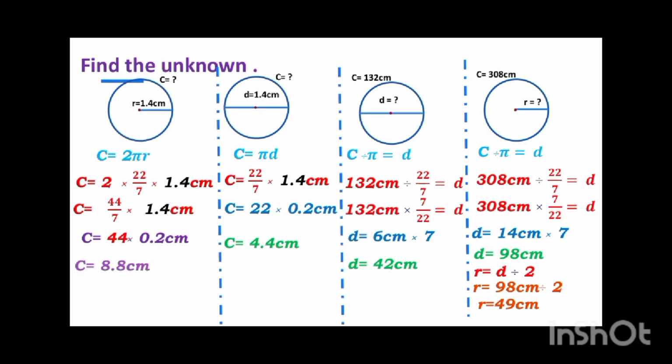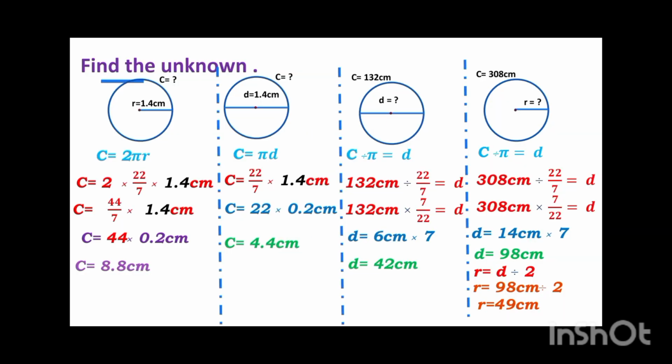So find the unknown here. We have radius 1.4 centimeter. If you have to put that, you have to remove a cutting. And 44 multiplied by 0.2 centimeter, 8.8 centimeter. And the second one, we're having diameter. And for diameter, you're going to use the pi d formula: 22 over 7 multiplied by 1.4 centimeter, and 22 multiplied by 0.2 centimeter. That gives us 4.4 centimeter.